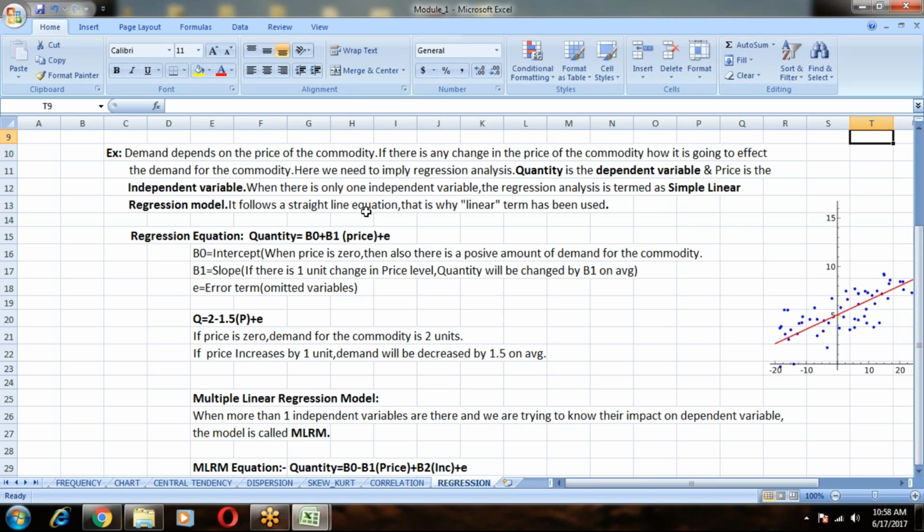Now, this regression is expressed in equation form, and the equation follows the straight line equation. This is the regression equation. Suppose quantity y is equal to what we usually get in the straight line equation, c plus mx, right? X is our independent variable, m is our slope, c is our constant. So this is the straight line equation.